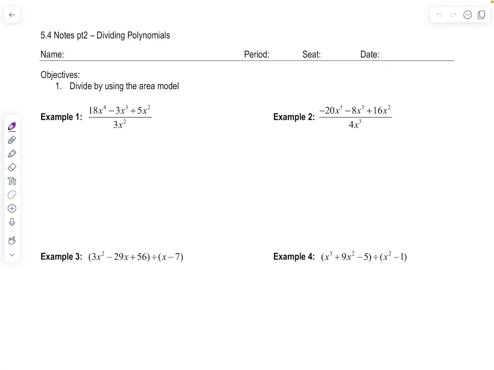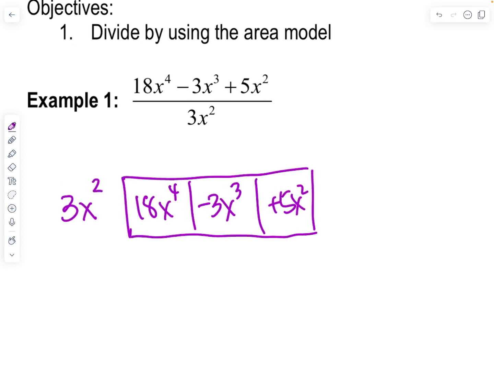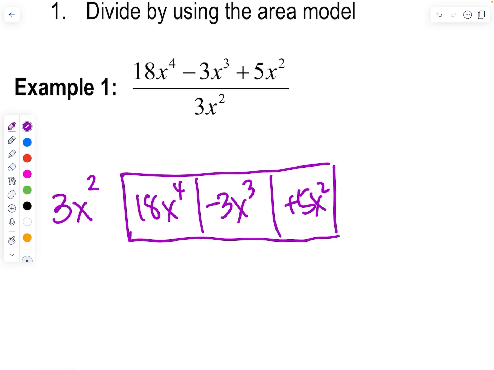For this last page, we're going to try the area model, things that we were working on this year. So example number 1, here's an alternative option. What we would do is take our divisor and put it on the left side outside of the area box. And then on the inside, we're going to put our dividend.